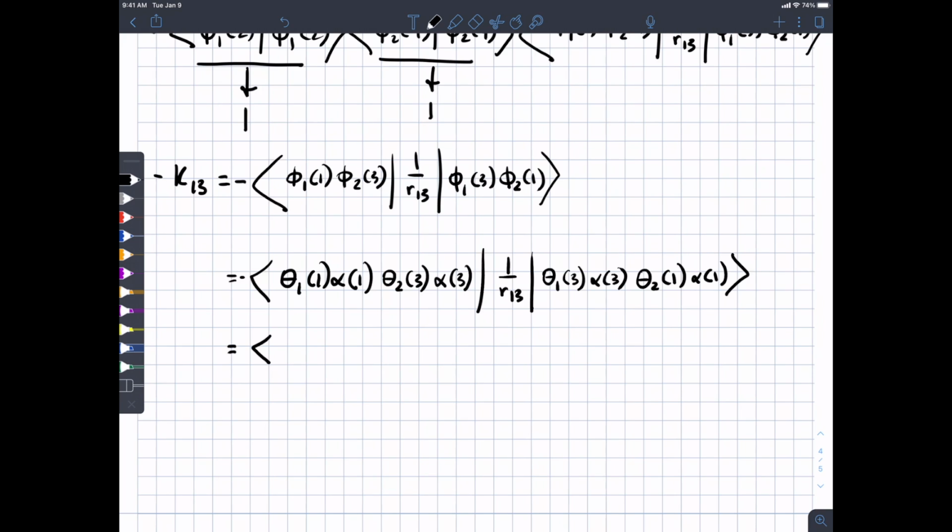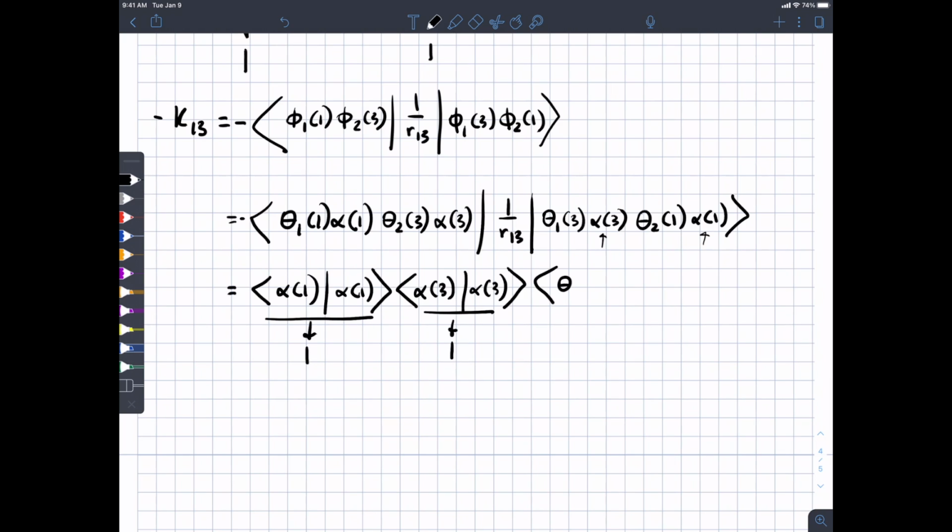If we factor out the spin terms because they're constant with respect to this operator, if we factor out the terms for electron 1, before the operator, electron 1 had alpha spin. On the other side of the operator, electron 1 had alpha spin. So that matches. So instead of going to 0, that term is going to go to 1. And then here, for electron 3, before the operator, it had alpha spin. On the other side of the operator, it has also alpha spin. So that term goes to 1 instead of 0. And then we're left with theta 1 with electron 1, theta 2 with electron 3, operator 1 over the distance between electrons 1 and 3, and then theta 1 with electron 3 times theta 2 with electron 1.